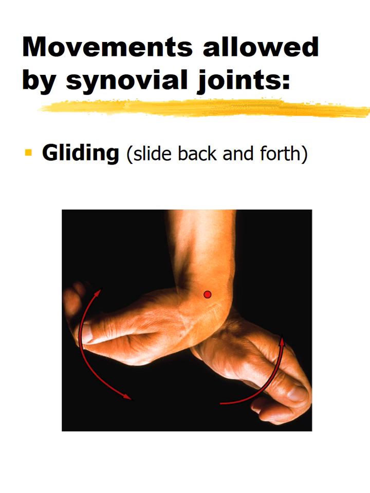There are four main types of movements that are allowed by synovial joints. The first is gliding, and this is the simplest of movements, in which two opposing surfaces slide slightly back and forth or side to side with respect to one another. The angle between the bones does not change, and this is typically found along plantar joints.